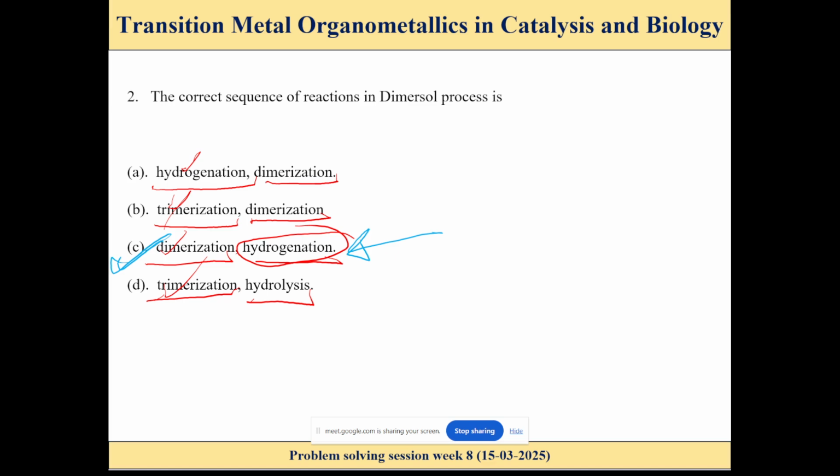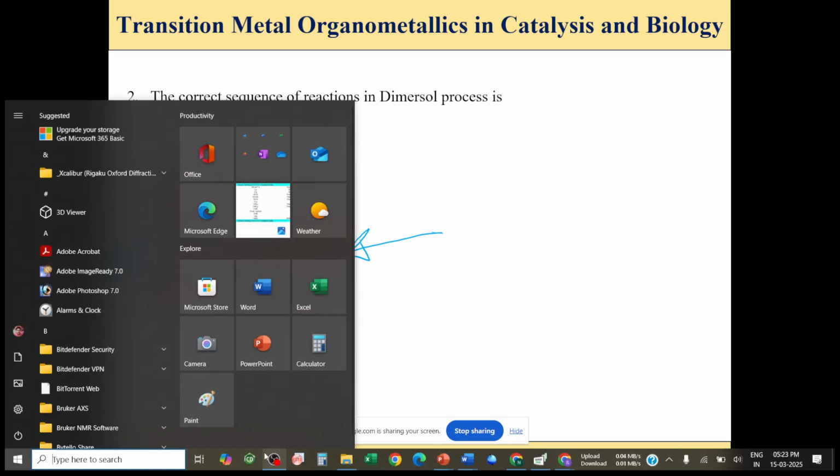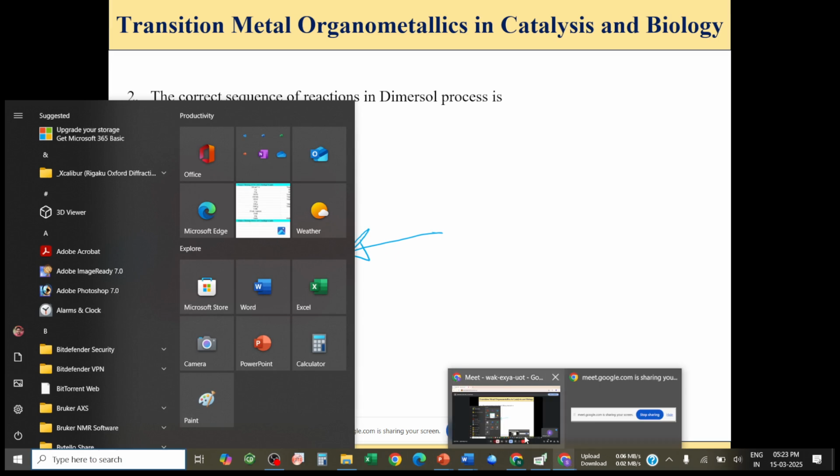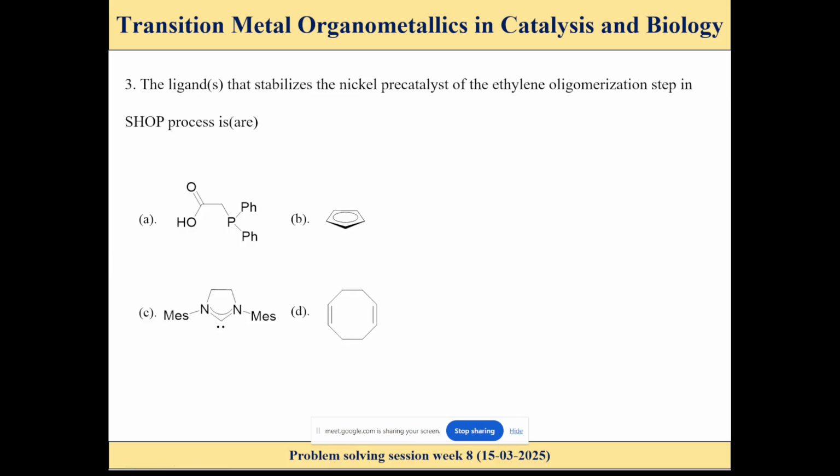Do you have any other question? If not, then we will continue the session. Okay, so the next question is: the ligand that stabilizes the nickel precatalyst of the ethylene oligomerization step in the SHOP process.